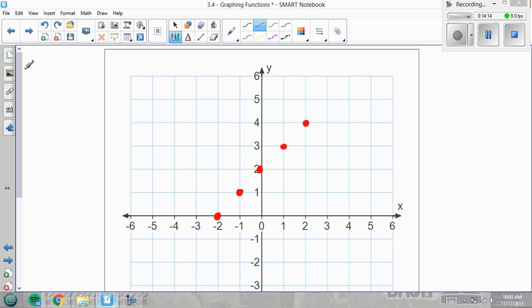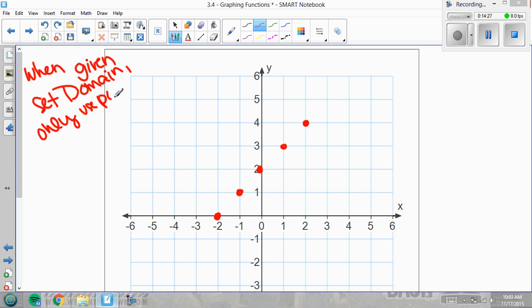So when given a set domain, only use points. If it's not specific and you can use any number, so all reals, that's when you have arrows on the end. So this is all we have to do for this graph.